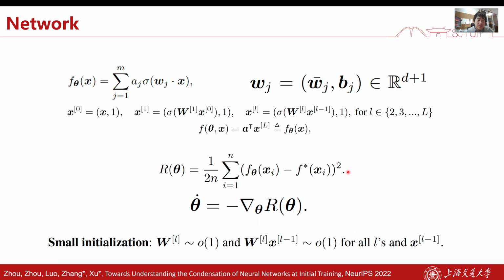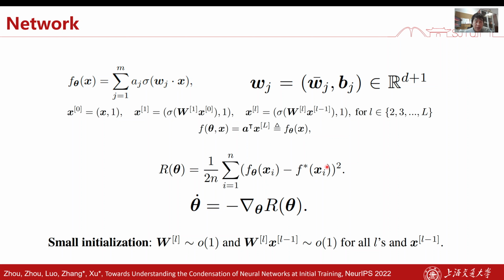So now we review the neural network we use. It's a two-layer neural network. This W can be extended to include the input weight and also the bias term. And this X can also be extended to include the input and also a constant one. We have this loss function, the mean squared error, between the network output and the target function.